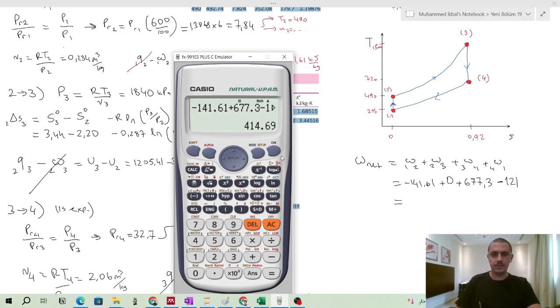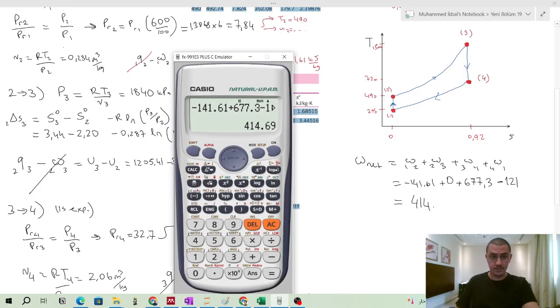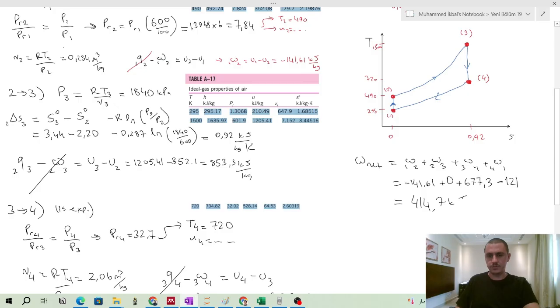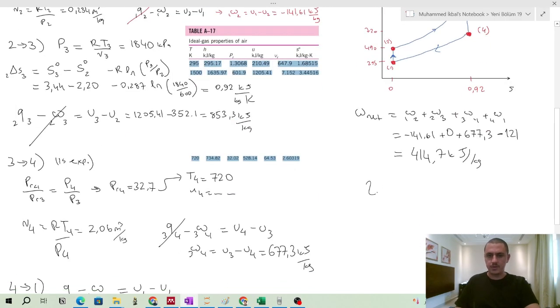Okay, so you will get 414.7 kilojoule per kilogram. Okay, and what about the other question? Calculate net work output, determine the thermal efficiency. Thermal efficiency is just work net over Q in. So desired output over required input. This is our input, right? So 414.7 over Q in. Where is the Q input?